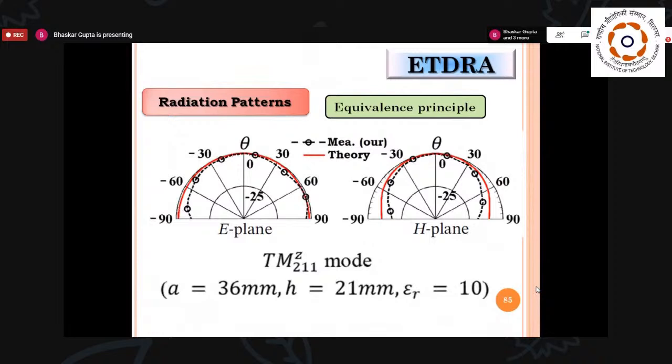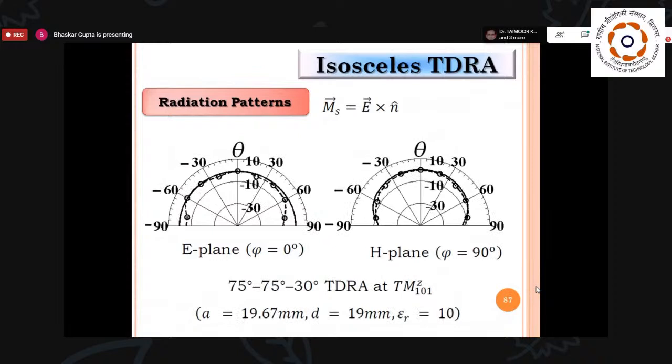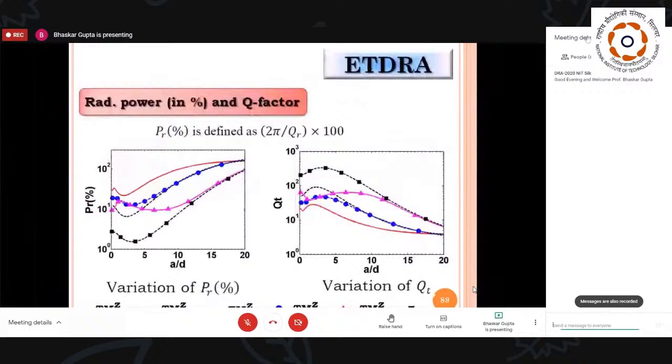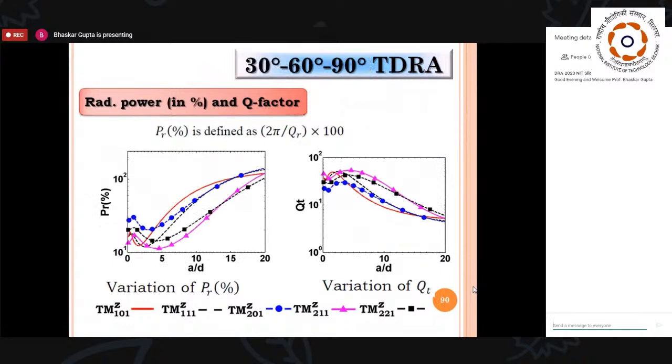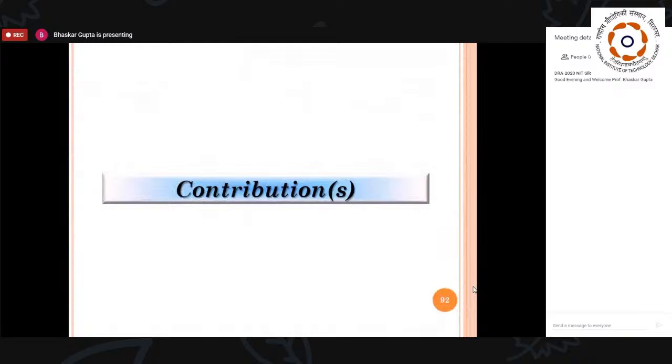This is another mode, and similar results for an isosceles triangle with 70 degree included angle, and then 75, 75, 30, that is separate. Then for all other angles also, in order to save space, we didn't show all of them. Then calculation of radiated power and quality factor, just as before, we computed for all different modes. Very rigorous work involving all modal radiation efficiency and Q, all varied against the aspect ratio. We presented lots of those curves here for different modes and different angles in isolated and then array configurations.